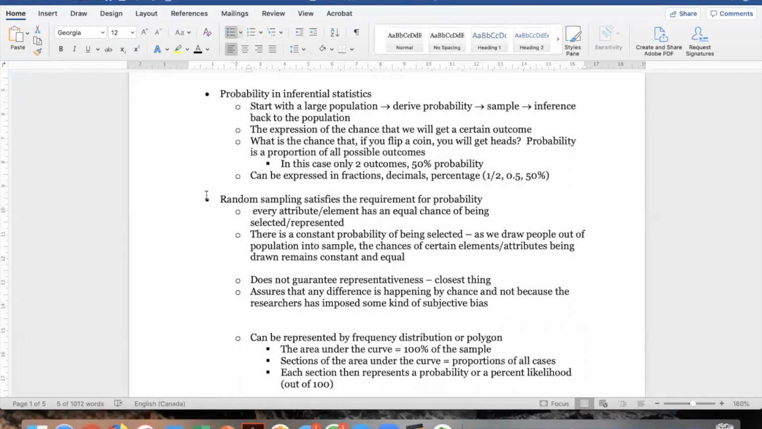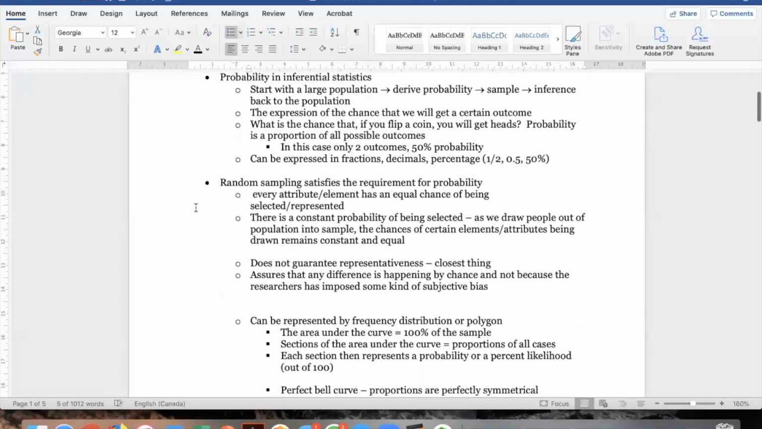This is pretty much what I just said. There's a chance you'll get a certain outcome, like the chance that you flip a coin you will get heads. Probability is the proportion of possible outcomes. I don't think you need to talk about probability in this.